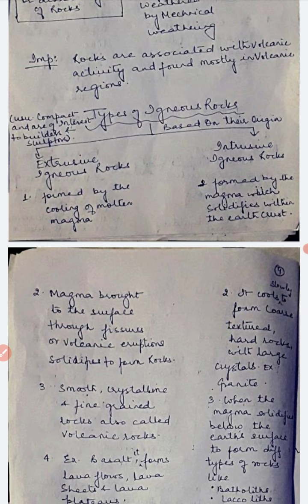And intrusive igneous rocks cool slowly to form coarse-textured, hard rocks with large crystals. Extrusive igneous rocks are formed by the cooling of molten magma which comes out through the fissures, the openings of the volcanoes, or through volcanic eruptions, whereas the intrusive igneous rocks are formed by the magma which solidifies within the earth's crust and they become hard rocks in the form of crystals.